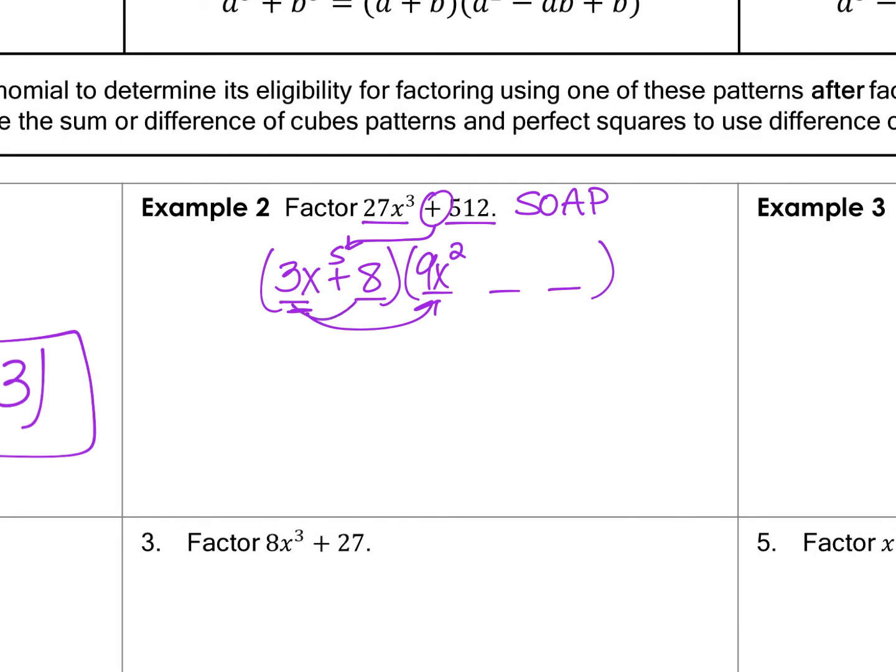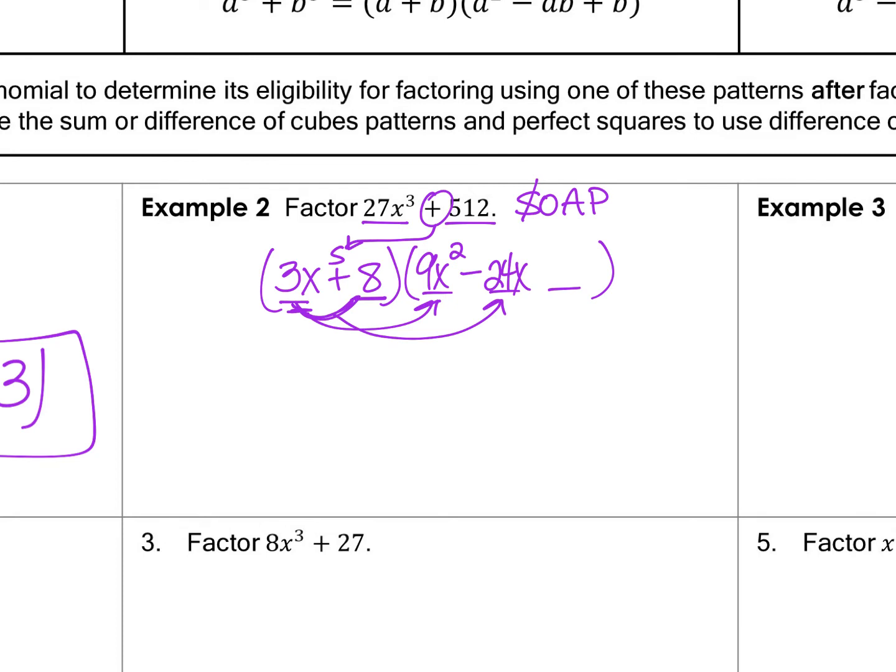Then I'm going to multiply these two together to get my second term. So 3x times 8 is 24x. And then you use the opposite sign for the second one. So that should be a minus. So it needs to be the opposite.